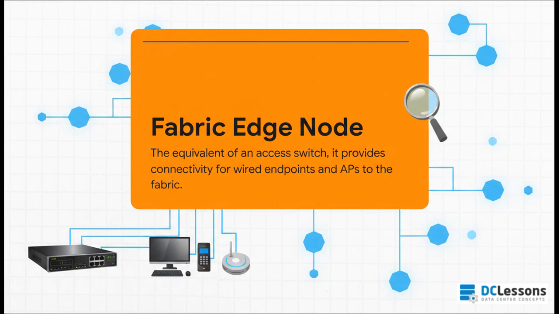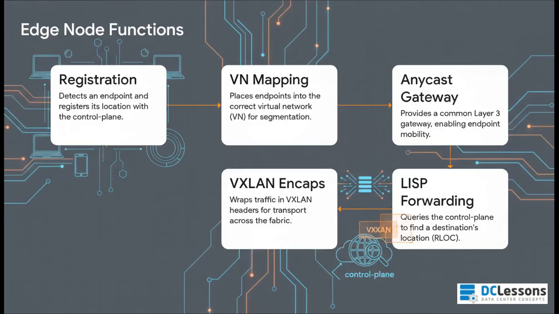This is where your computer, your IP phone, or your access point physically plugs in and actually becomes a part of the fabric. So this process really shows you all the intelligence that's packed into the edge. The second a device connects, the edge node sees it and registers it with the control plane. Then it places it in the correct virtual network for segmentation, gives it a consistent gateway, and then for any traffic it sends, the edge node queries the control plane to find the destination and wraps the packet in a VXLAN header to tunnel it across the fabric. It's a whole lot more than just a dumb port.